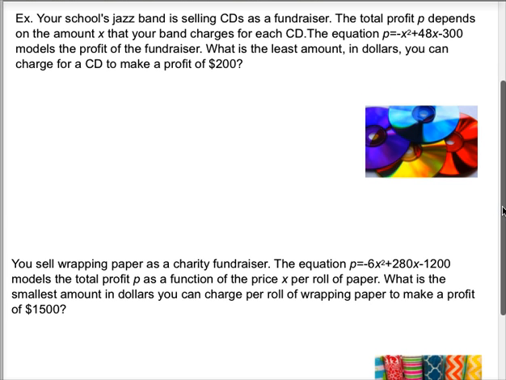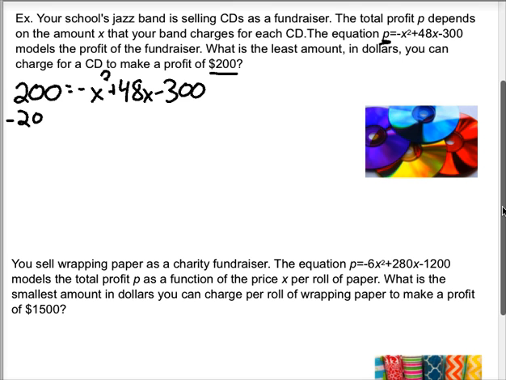So this 200 that they're giving us is a profit. So I'm going to plug that in. So I want a profit of 200. And now we need to solve that quadratic. Now hopefully you remember from yesterday that the only way to solve a quadratic is to have it set equal to 0. So I'm going to subtract off that 200. So I have something that's set equal to 0. So that's the quadratic that I'm going to have to solve.